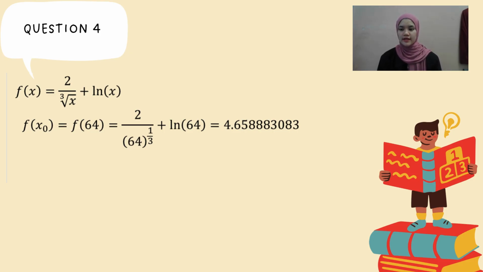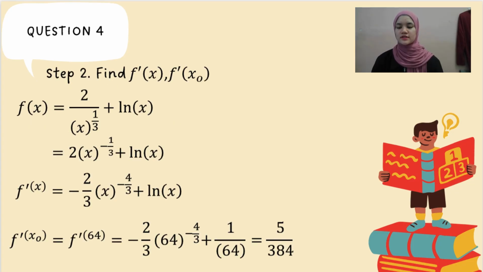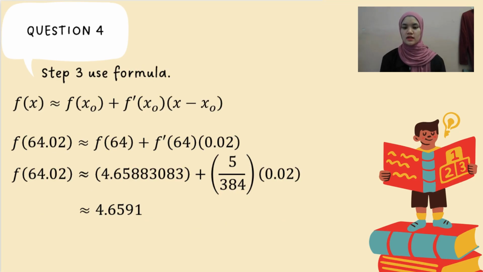For the function definition, f(x) equal to 2 over cube root of x plus ln x, and for the calculation, we use f(x naught) equal to f(64) equal to 2 over 64 to the power of 1 over 3 plus ln 64 equal to 4.658883083. So for step 2, I need to find f prime of x naught.